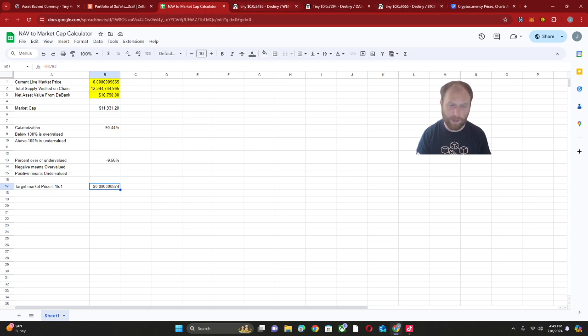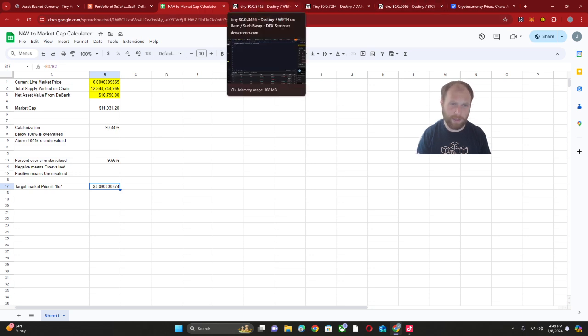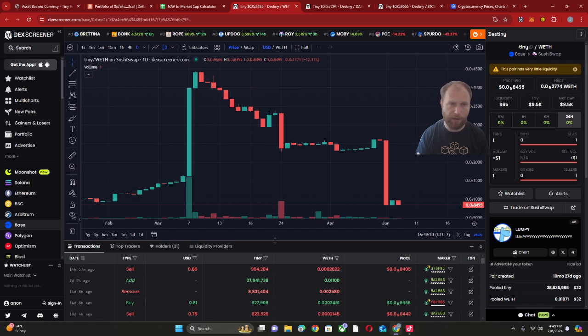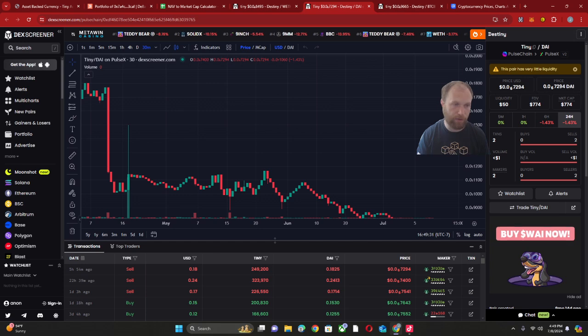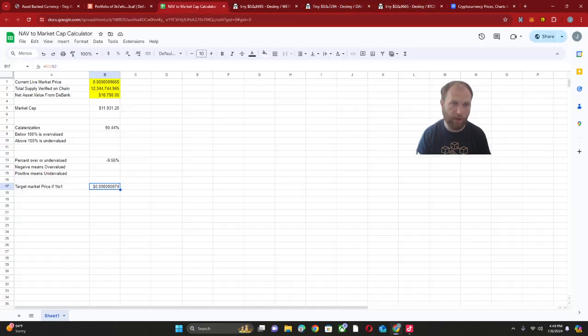As you can see, the one that's nearest the correct price is on base chain. So there's no advantage there. That's just the most properly priced one. But you see we are drastically undervalued on Pulse chain and drastically overvalued on BNB chain.